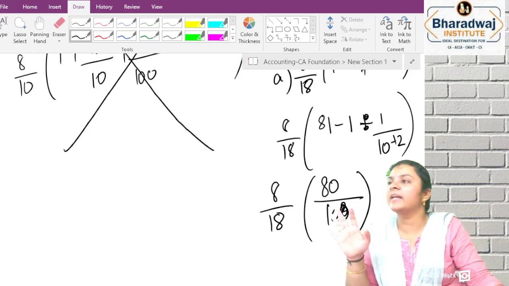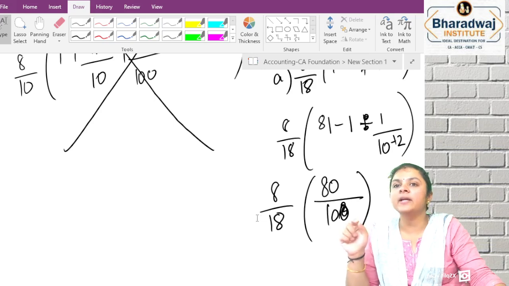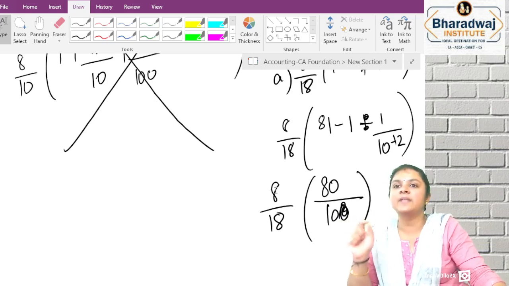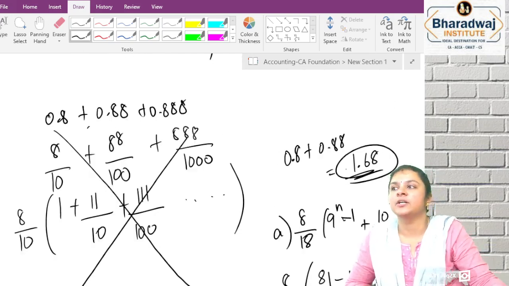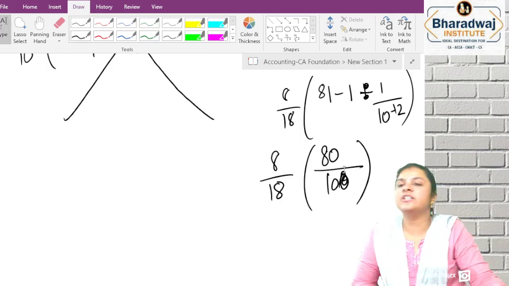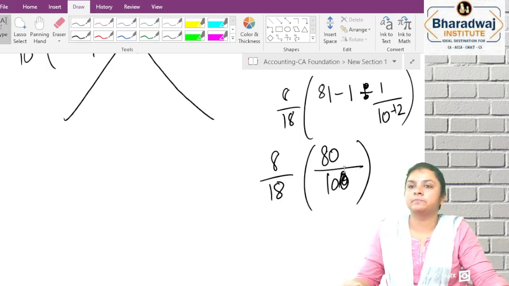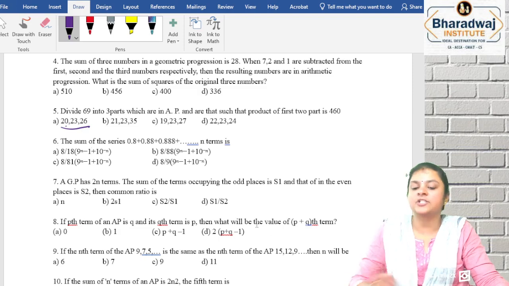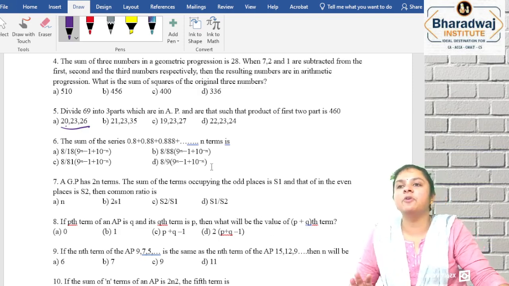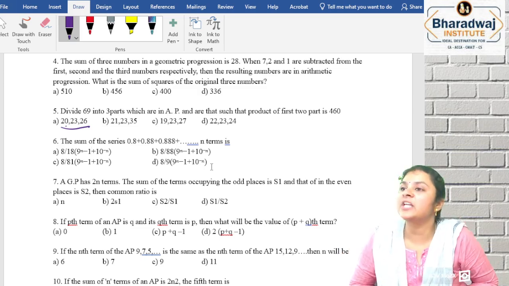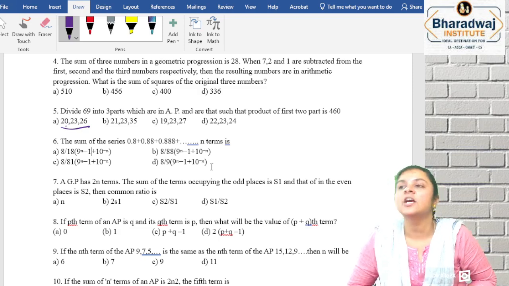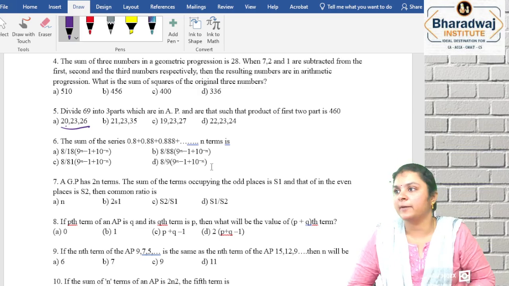Okay, so what I have done here, I have just substituted in the option the value of n as 2, because I know the sum of the two terms is 1.68. Substitute and check whether you are getting 1.68. If you are not getting it, try the next option. Like that, if you try the 4 options, one of the options is going to be your answer. In sequence and series, especially where series questions are asked, you can always do option testing as the direct method instead of solving the problem directly.